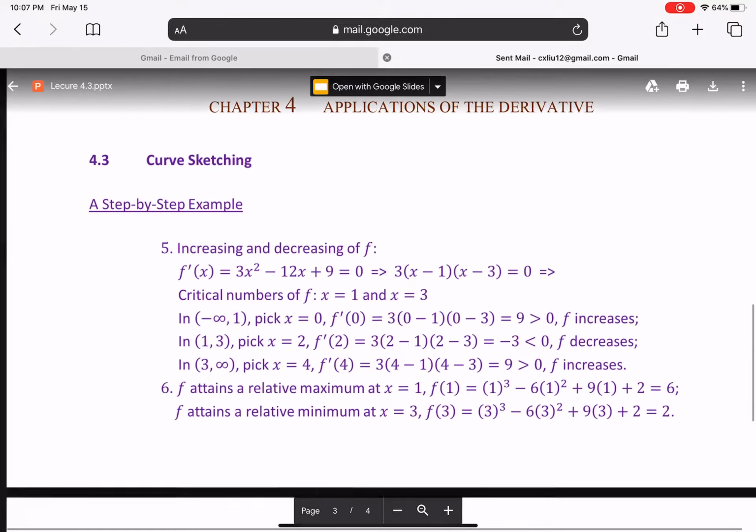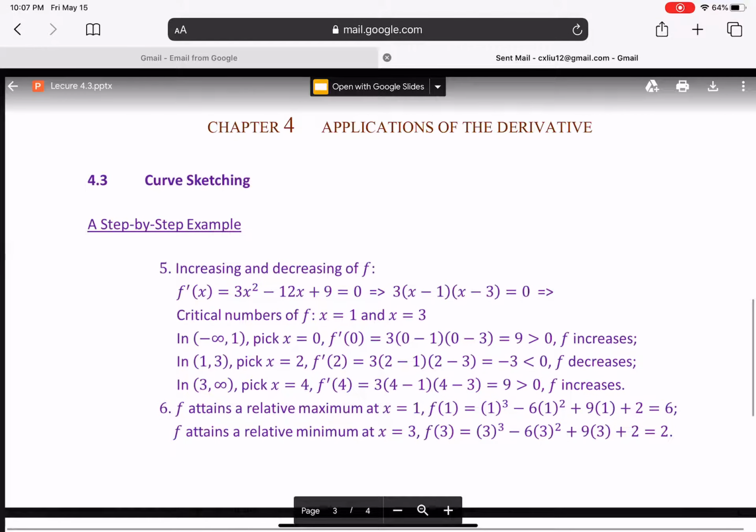Step 5, increasing and decreasing of f. So we take the derivative of the function, we get 3x squared minus 12x plus 9, and set it equal to 0 to solve for the critical numbers. So we get 3 times (x minus 1) times (x minus 3) equal to 0 if we factor the left-hand side. So there are two critical numbers, x equal to 1 and x equal to 3.